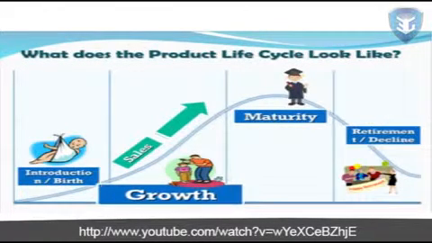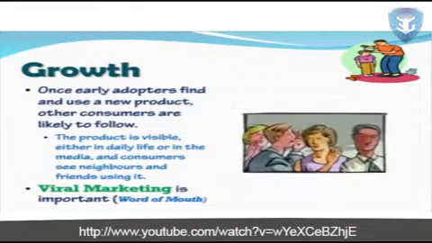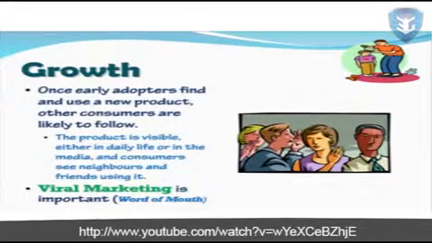Which now brings us to the growth stage. Yes, you can see the sales starting to increase. So the growth stage occurs after these early adopters buy it and they start telling their friends, right? Word of mouth, viral marketing is so important in the growth stage. You want all these people who bought the product originally to tell their friends and say how awesome your product is, right? So all these other consumers are likely to follow those early adopters, right?